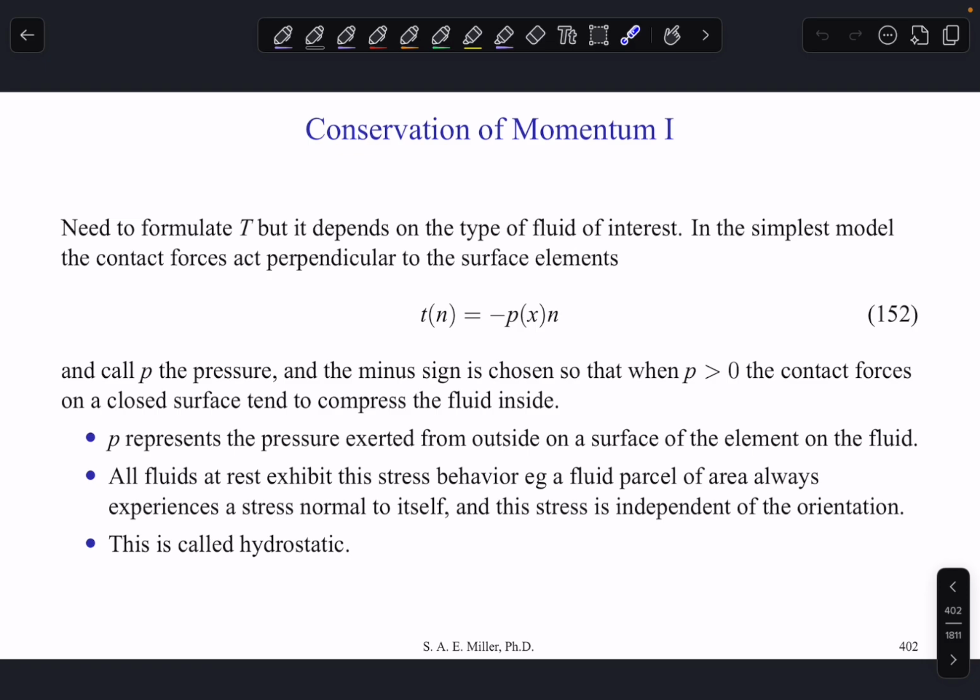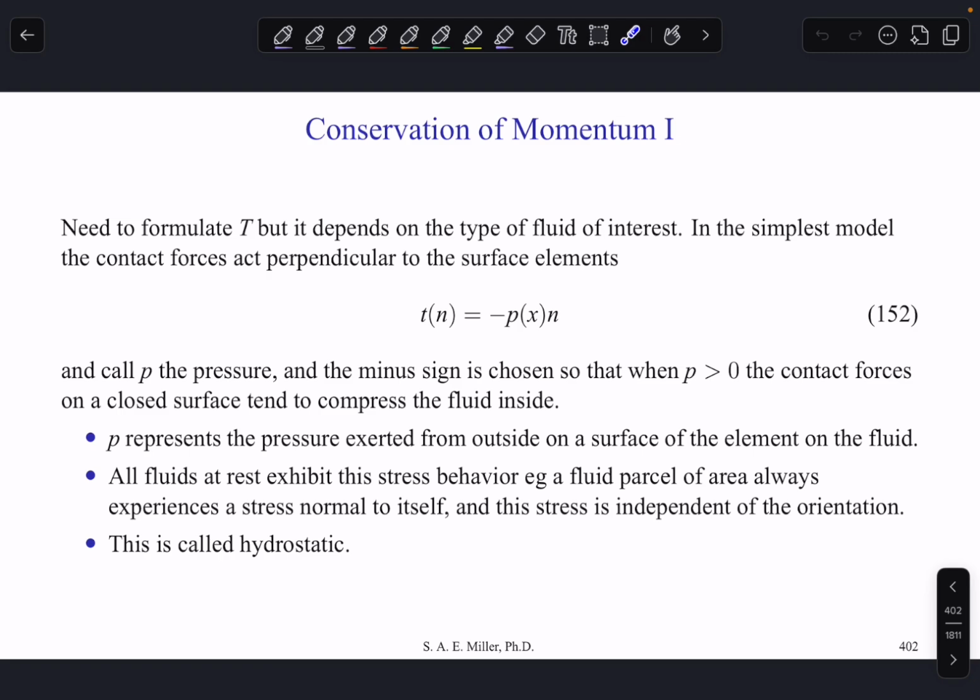We still need to formulate T, the stress tensor, and it'll depend on the type of fluid we really care about. The simplest models, and ones we usually look at, involve contact forces that act perpendicular to the surface element. That's T equals negative p times n. P is the internal pressure, or static pressure, or internal stress of the fluid. The minus sign is chosen so that when p is greater than 0, the contact forces on the fluid element or parcel, on a closed surface, tend to compress the fluid, which makes sense and is intuitive to us as people.